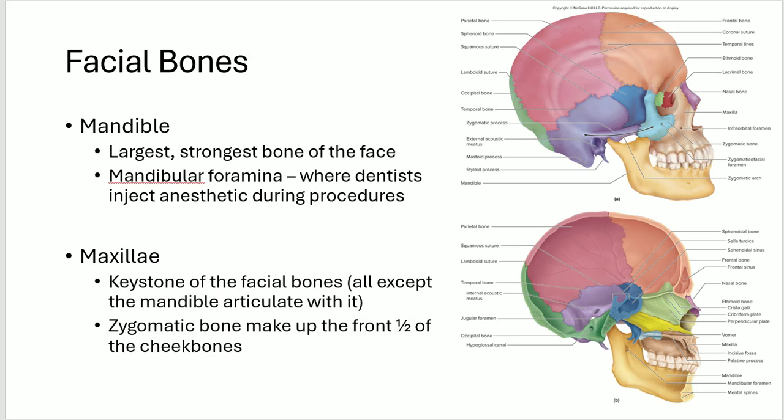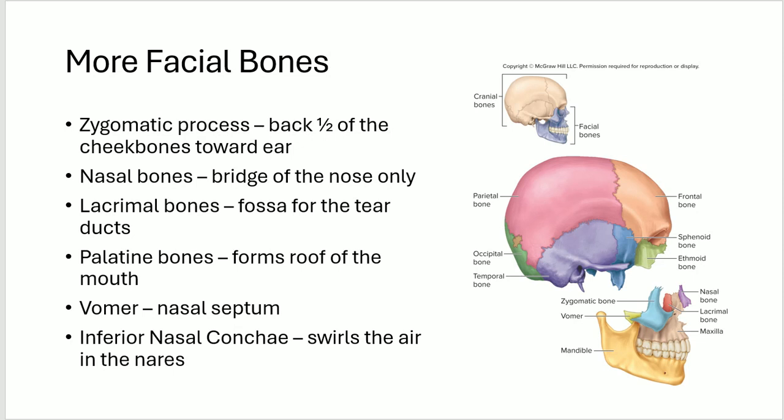Zygomatic bones are the front half of the cheekbones, so nose to halfway to the ear. And then the zygomatic process is going to be the back half. So that's halfway to the ear we just left, all the way to the ear. So the back half of the zygomatic bone. And that whole framework of zygomatic bone and zygomatic process makes up the zygomatic arch, which we'll talk about as well.